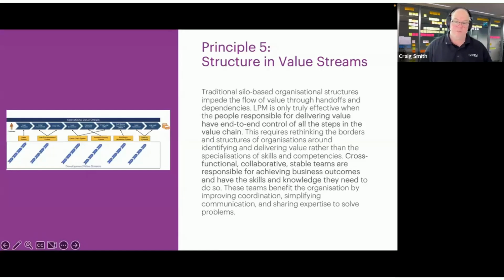But the second value stream we have, which is the little blue lines down the bottom, is what we call our development value streams, which is actually how we do the work. And in software, we often call that the SDLC, the software development lifecycle. That still exists. In an agile world, we just go through that rather quickly. But being able to map that out to make sure that we dot the I's and cross the T's, get to our definition of done, if you will, is super important.